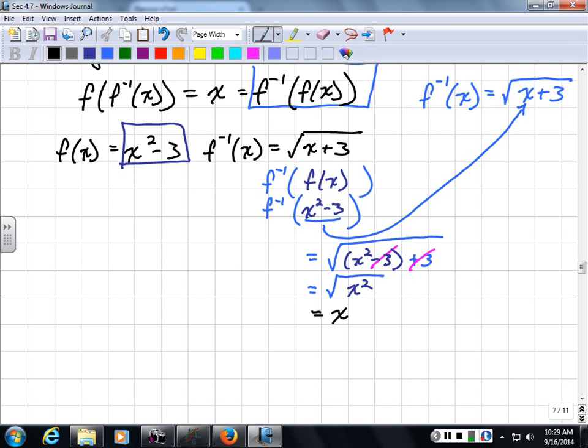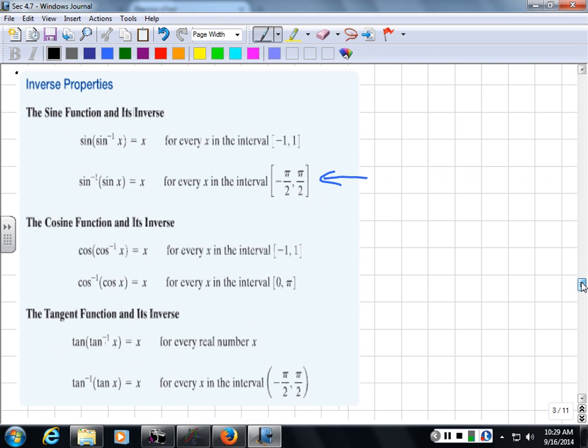And then for f of f inverse of x, I'm going to take the square root of x plus 3 and cram it in here, which means that when I square it, I get x plus 3, and x plus 3 minus 3 is x. Okay? Now, we understand. So let's talk about the inverse properties of the trig functions.